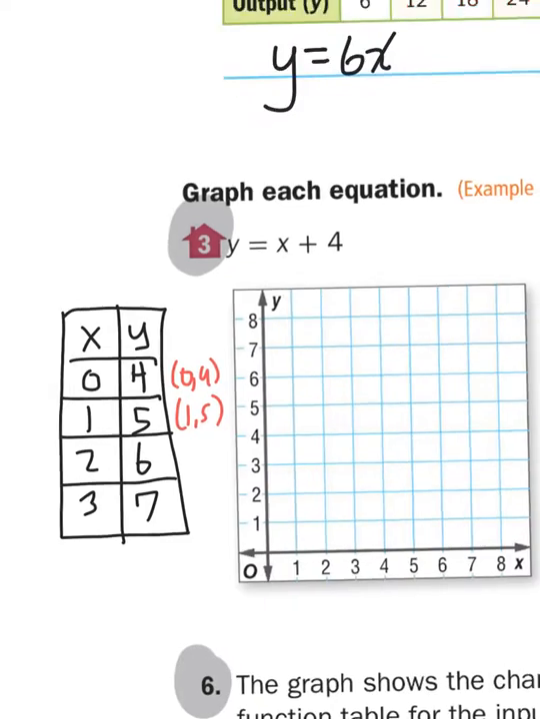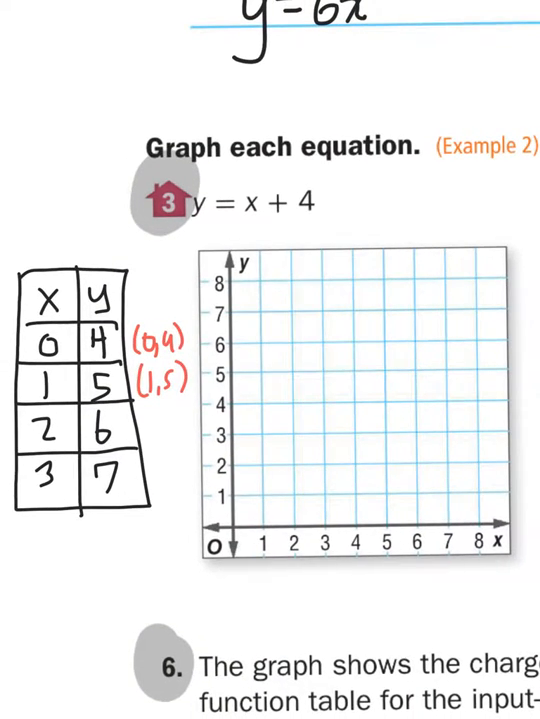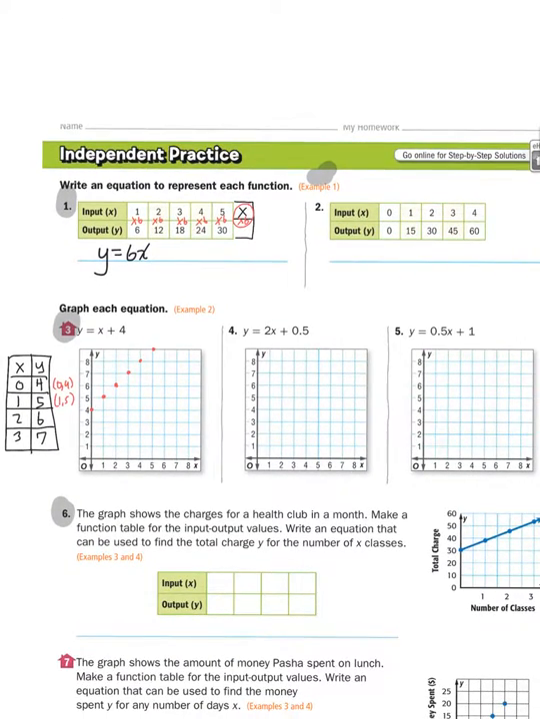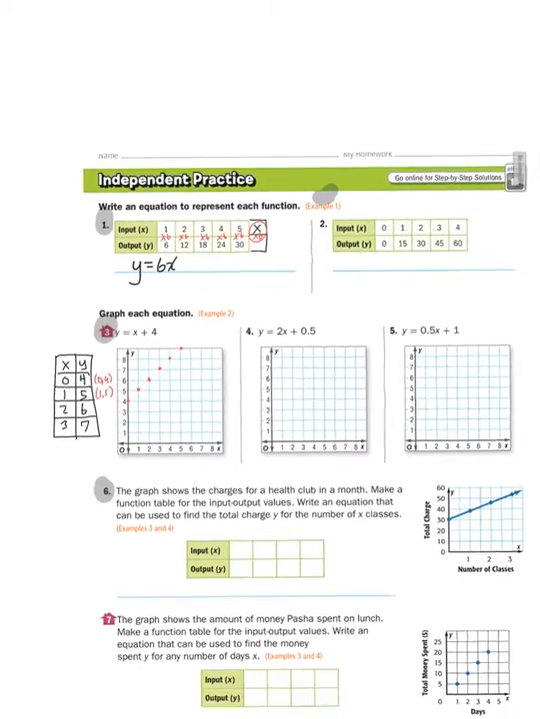So let me zoom in a little bit more, make this a little bit easier. Alright, so 0, 4, I go over 0, up 4, that's going to put a dot right there. Okay, 1, 5, go over 1, up 5, 2, 6, and 3, 7. And if you kept going in your table, it would keep going in a linear fashion like that. So that's all you have to do to graph these. Now don't be fooled by 4 and 5 because they have decimals. Make an XY table, and you could use a calculator to do 2 times whatever x is plus 0.5. So don't let those decimals scare you.